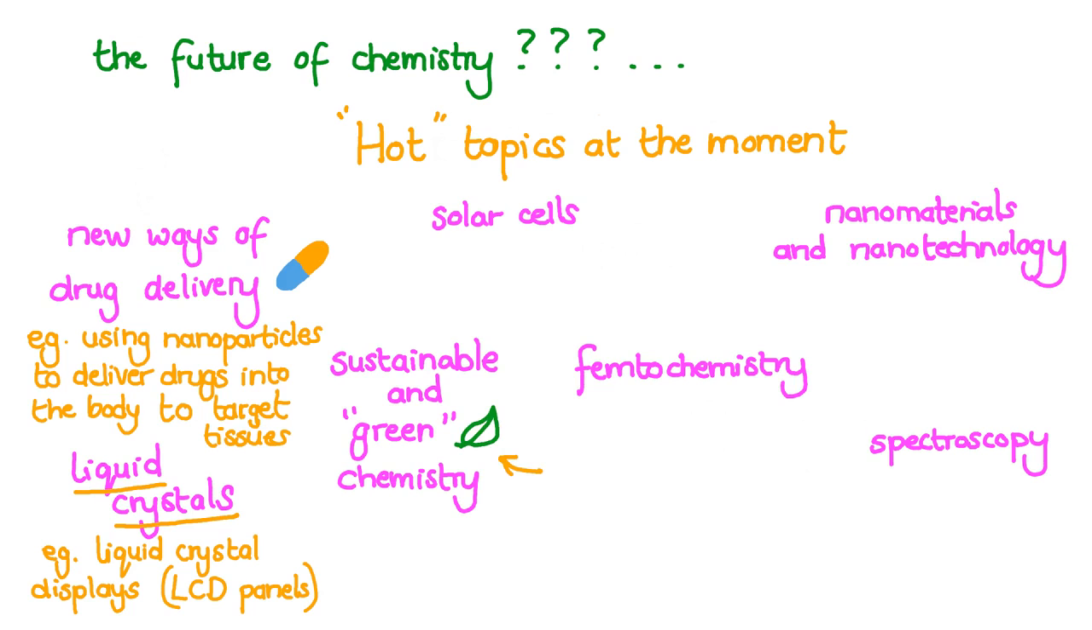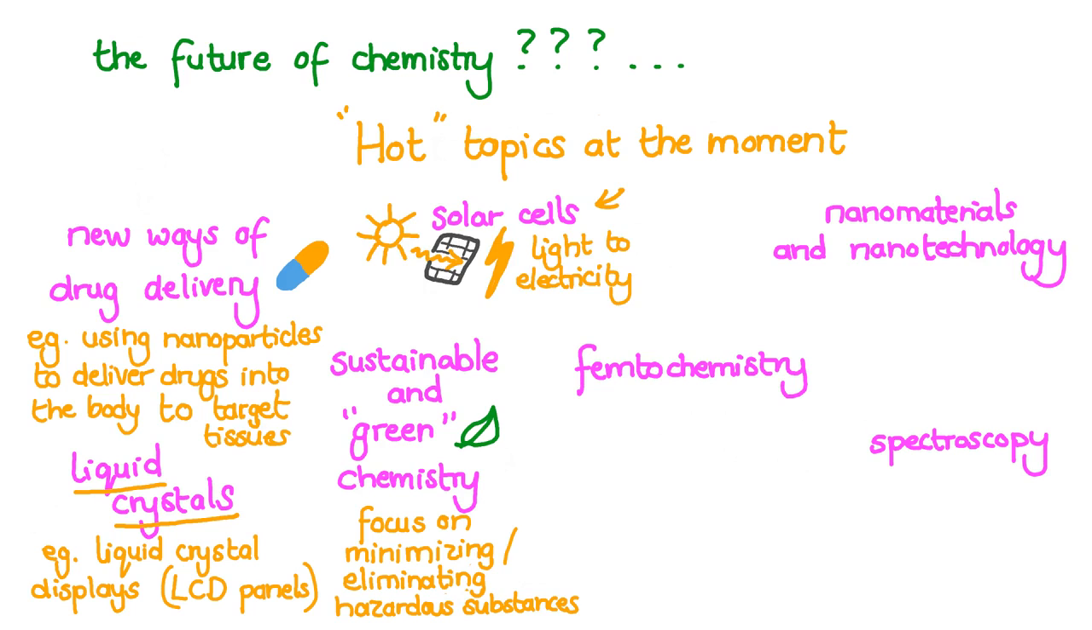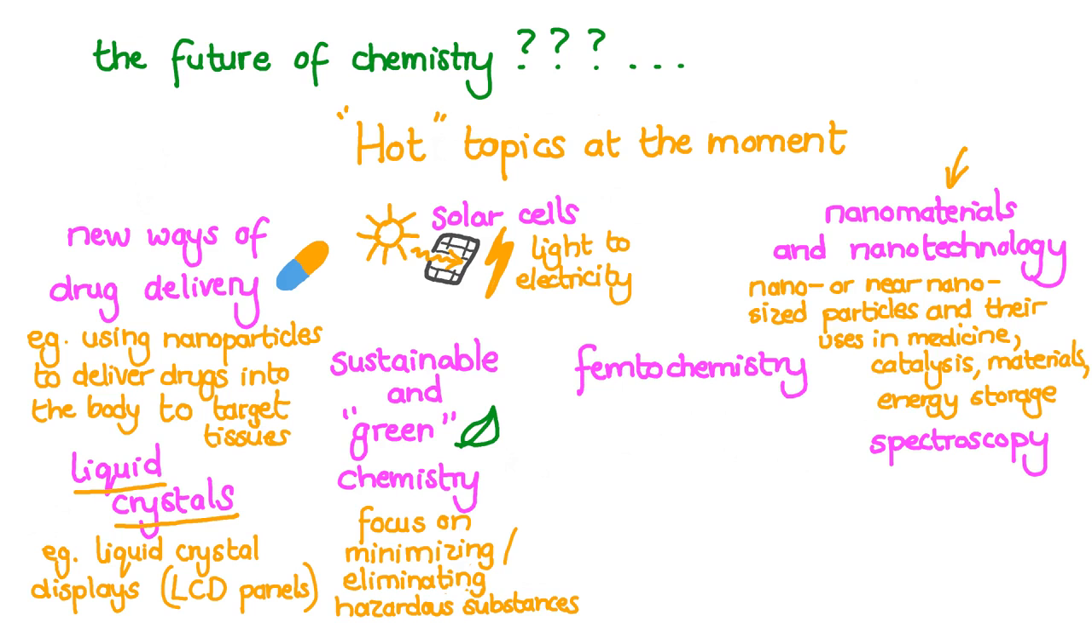A big shift in research and in industry is towards sustainable and green chemistry. The focus is on minimizing or eliminating the production of hazardous substances or waste products. And the purpose is to protect our environment. Solar cells or photovoltaics convert light energy into electricity. This has a good link with sustainable and green chemistry because fossil fuels do not need to be burnt to create the electricity. Another hot topic is nanomaterials and nanotechnology.